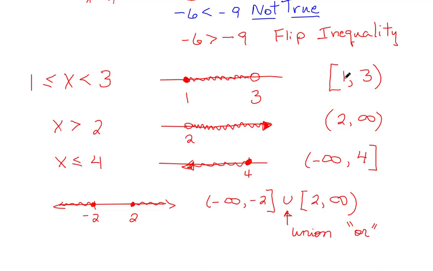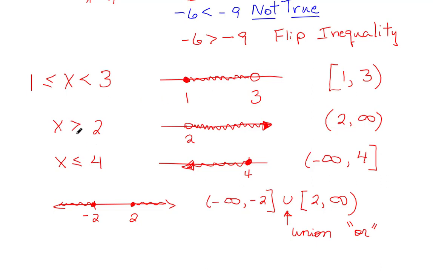In interval notation, we write the smaller number on the left, comma, the larger number. Closed dots get brackets. Open dots get parentheses. And again, open dots come from this inequality, and the ones with equals get a closed dot.